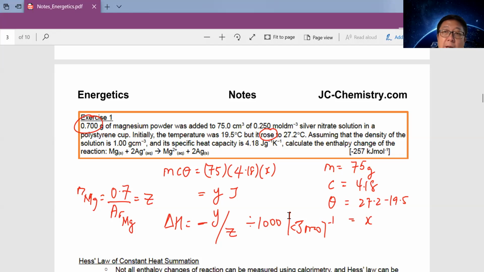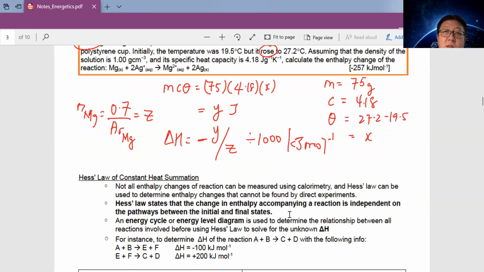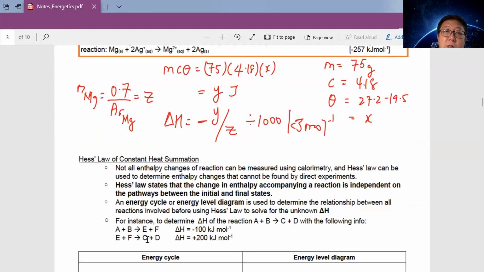Okay, let's go on to Hess's law. This is very important. Hess's law is very simple, right? I think you all remember the definition: change in enthalpy accompanying a reaction is independent of the pathway between the initial and the final state. So how to remember is very simple. From Pasir Ris to go to Boon Lay, I can take the east line all the way down.